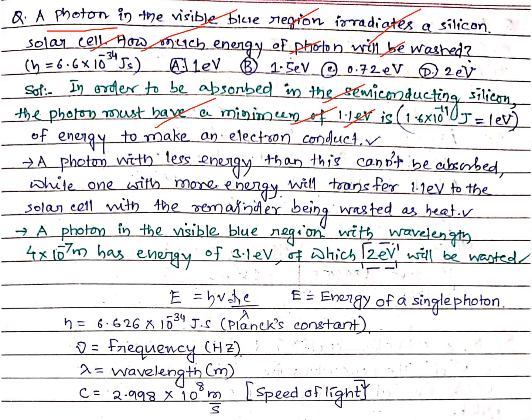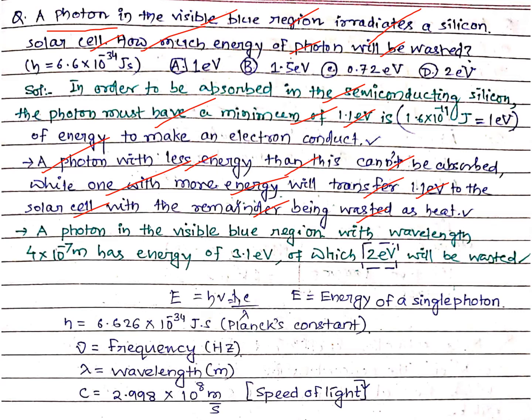that is 1.1 electron volt. Okay, and the rest of the energy will be wasted. Only 1.1 electron volt will be absorbed, which is beyond the threshold value needed to conduct. A photon with less energy than this cannot be absorbed, while one with more energy will transport 1.1 electron volt to the solar cell, and the remaining will be wasted as heat. So this is the kind of concept you should build about the silicon based solar cell.